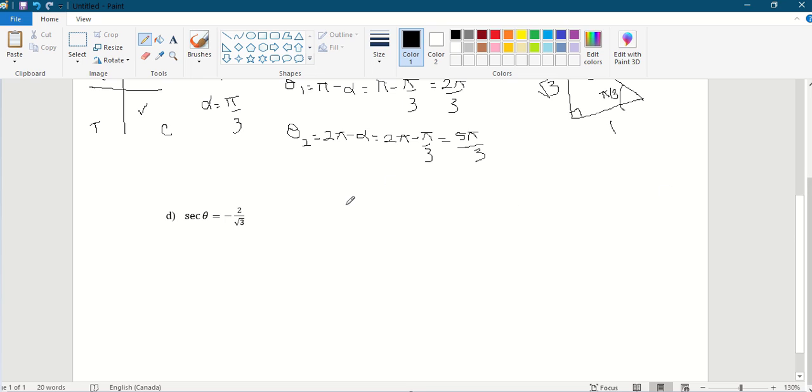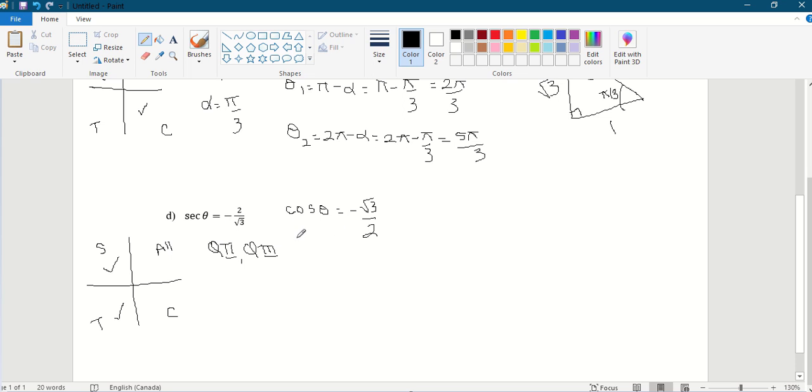Now let's say we are given secant theta equals negative 2 over root 3. So first thing we'll write is reciprocal of secant is cos theta, which will be negative root 3 over 2. Now again sketching this, cos negative, so all positive here, sine positive, so it's negative here, tan positive, so cos is negative there, and cos. So we get answers in quadrants 2 and quadrants 3.